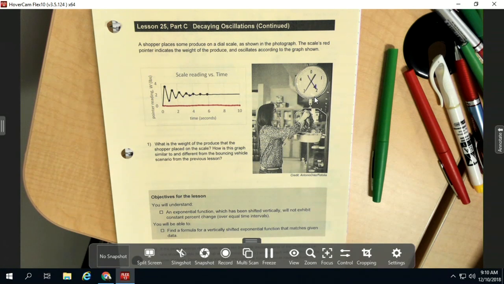But when the scale eventually settled down, how do I know it was pointing to the 2? If you look at the graph, you see the graph goes brr, brr, brr, and eventually it settles down at what value? 2.